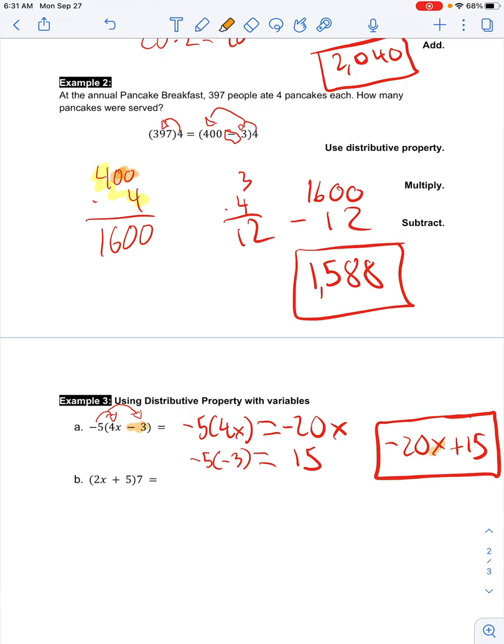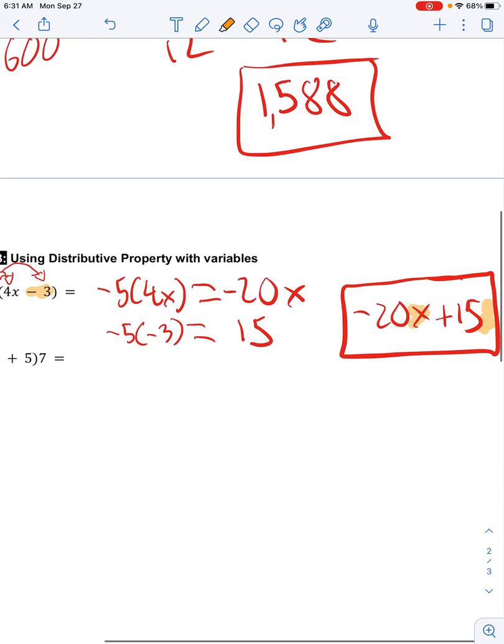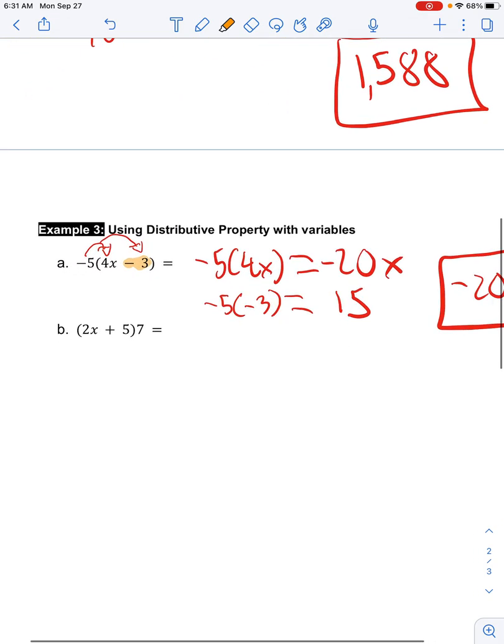So that's how we would simplify. Because this has an x and this does not, I cannot go any further. Those are not like terms. That's all I can do.